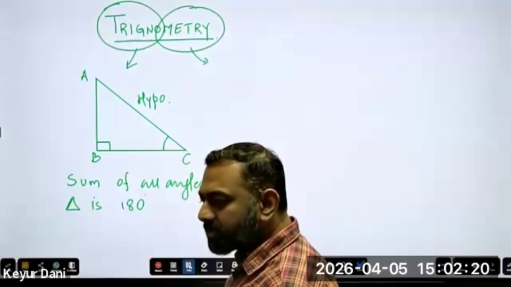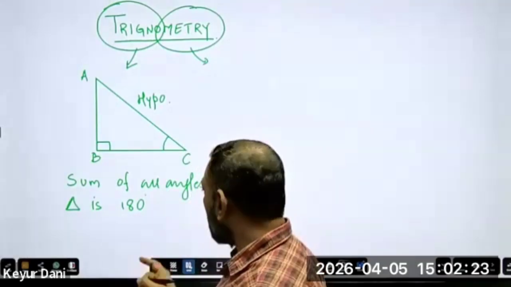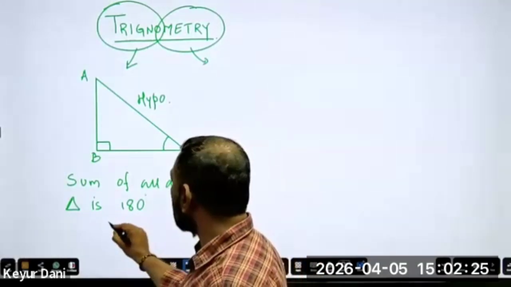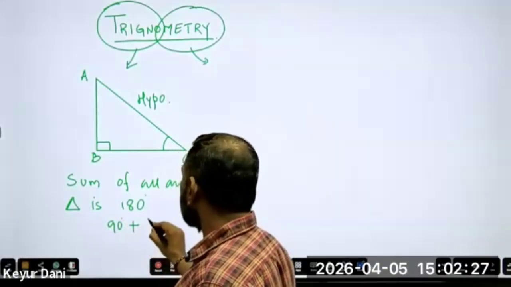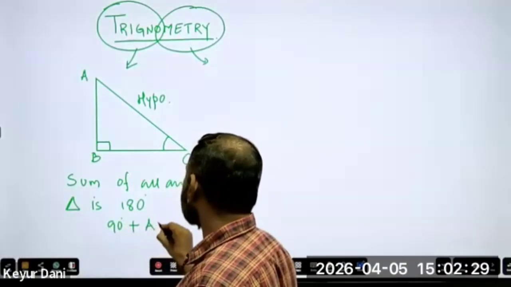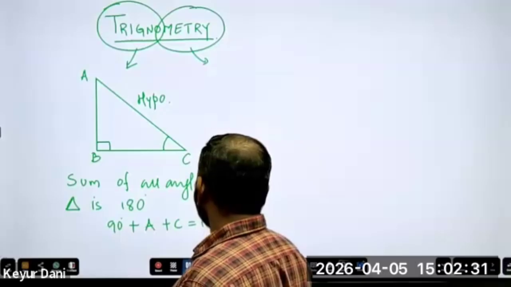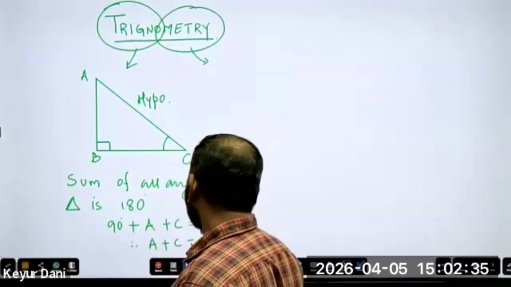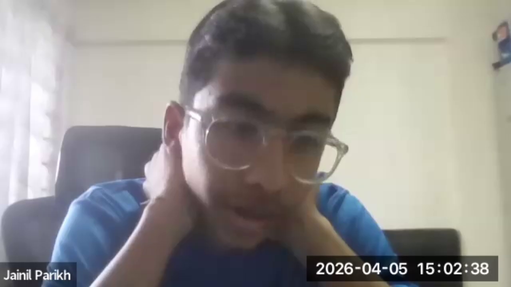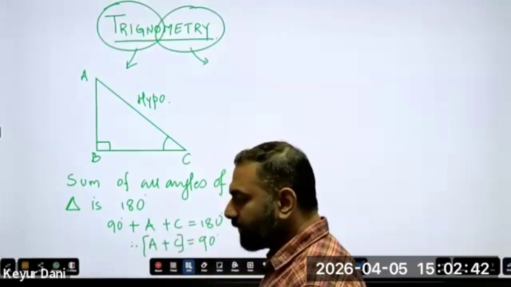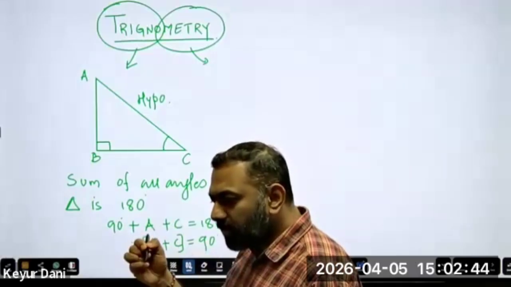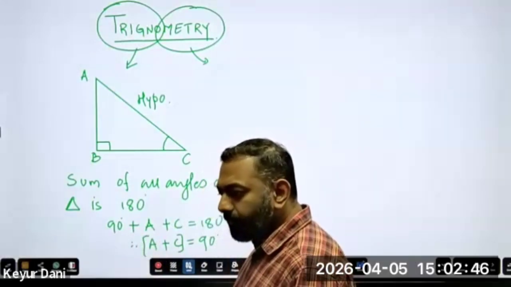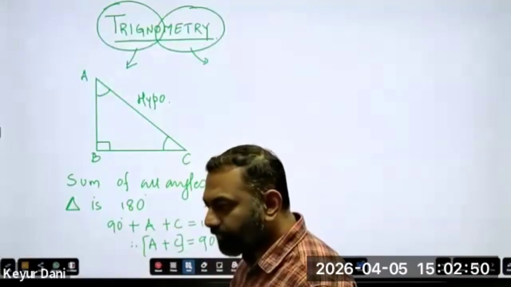Now, one of the acute angles. Why am I saying this angle is an acute angle? Because the sum of all angles of a triangle is 180 degrees and one of them is 90 degrees, so 90 plus angle A plus angle C is 180 degrees. If I take 90 degrees to the other side, A plus C is equal to 90 degrees. Am I right? Yeah. So if the sum of two angles is 90 degrees, then both of them have to be smaller than 90 degrees. Both of these angles have to be acute angles.